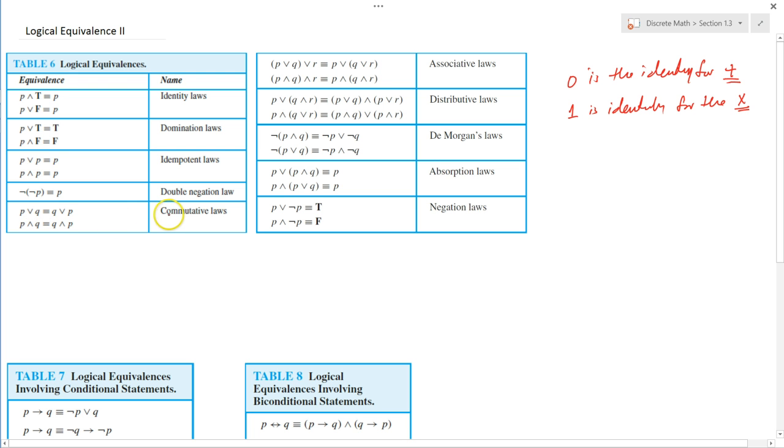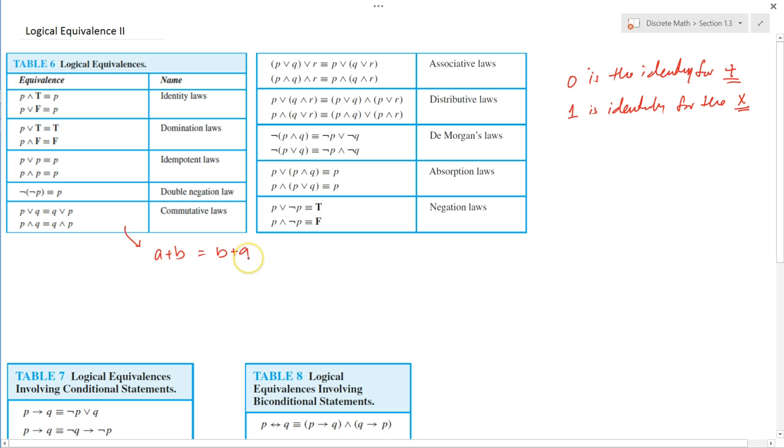Now then you have the commutative law. The commutative law says P or Q is equivalent to Q or P, and the same way P and Q is equivalent to Q and P, and this is equivalent to, in regular math or in normal algebra, as if you're saying A plus B is the same as B plus A.